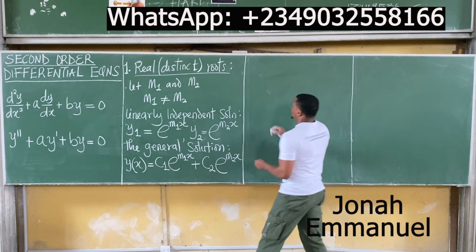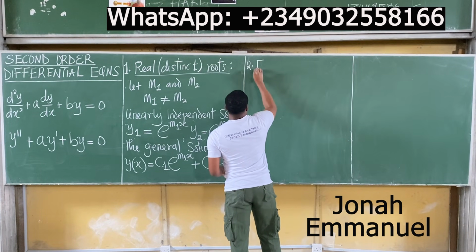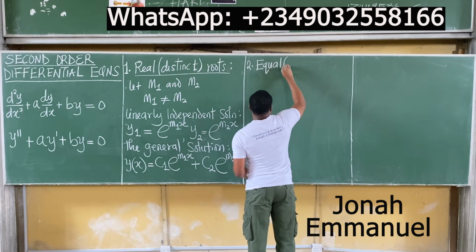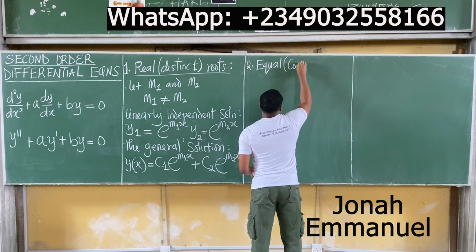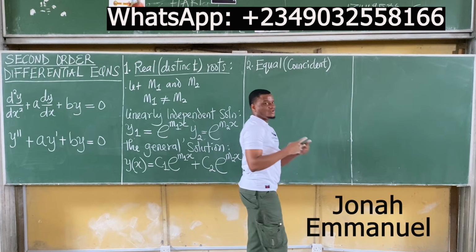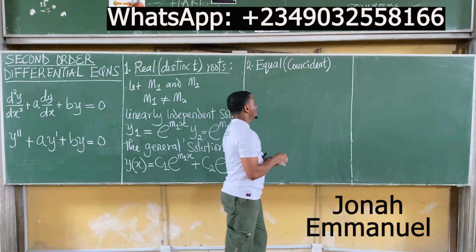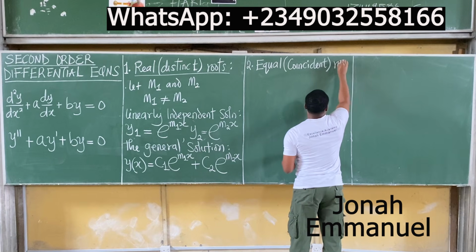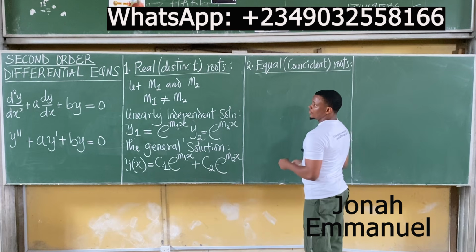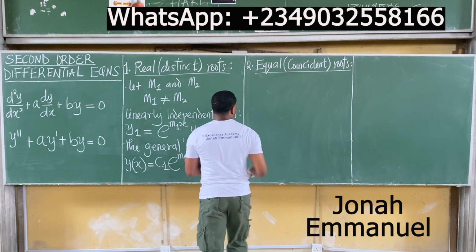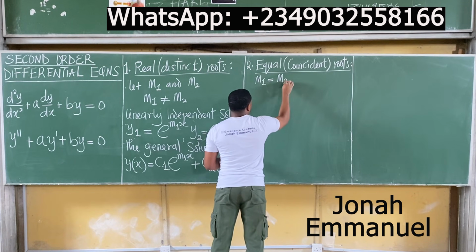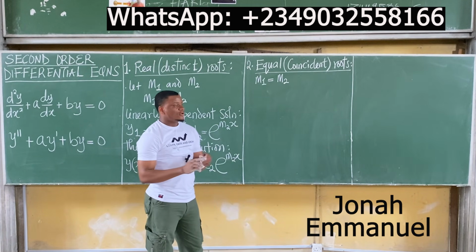Let's look at the second one, which is equal roots. We said equal is also called coincident or coincidental. When something is coincidental, it means they are the same. For equal or coincidental roots, m1 is equal to m2. They are coincidental, they are equal. So in this case, what happens?